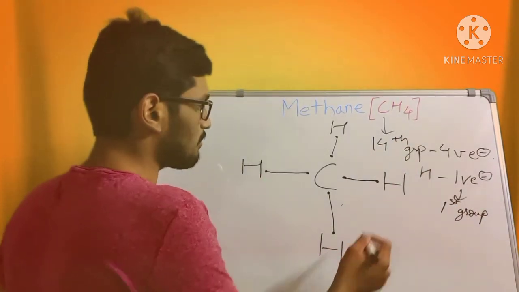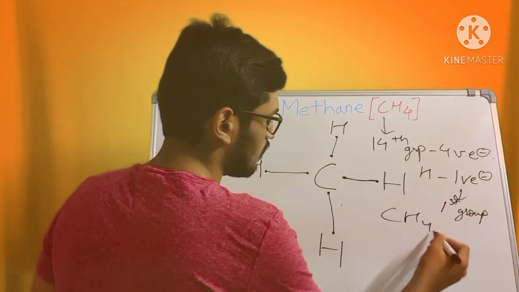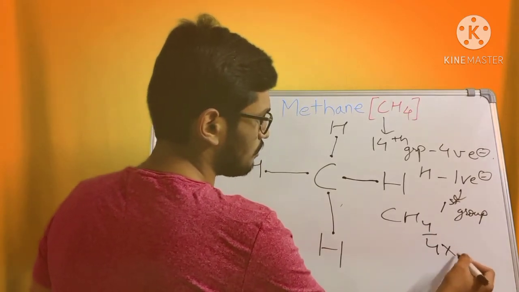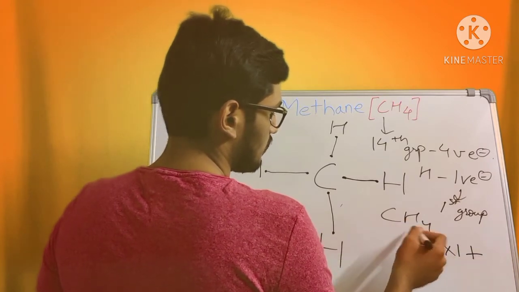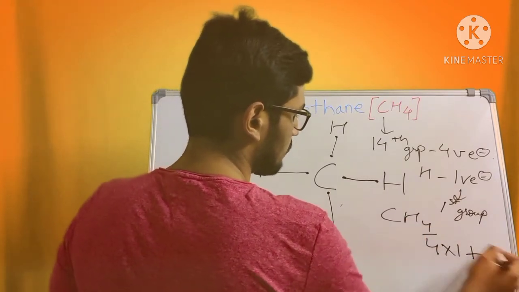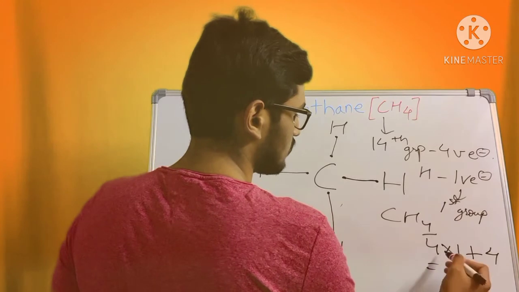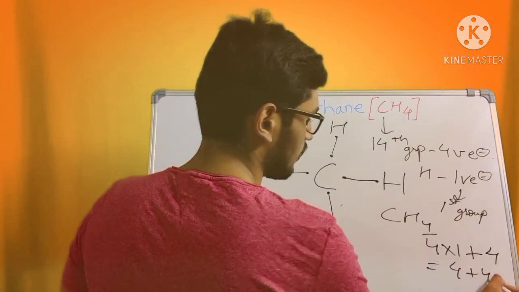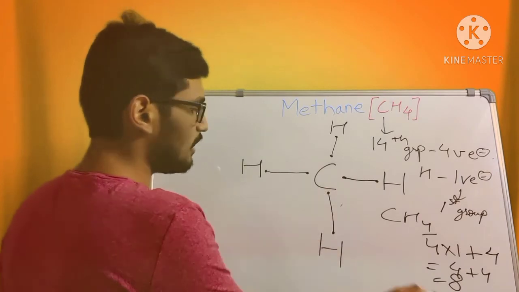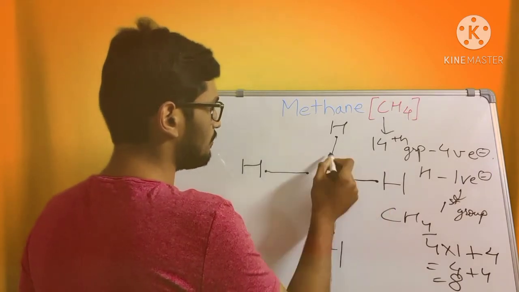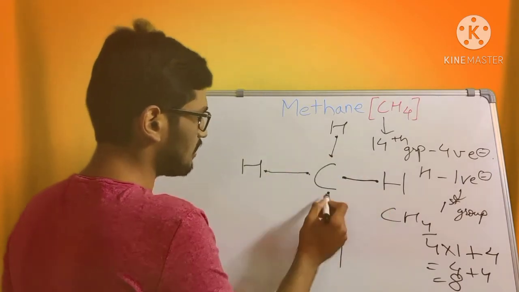And also you have to remember here that CH4 is 4 hydrogens into 1 valence electron plus there is nothing here, so it's only 1 carbon, so plus 4 valence electrons. So that means 4 into 1 is 4 plus 4, which makes 8 electrons. So we are dealing with 8 electrons here. 1, 2, 3, 4, 5, 6, 7, 8.